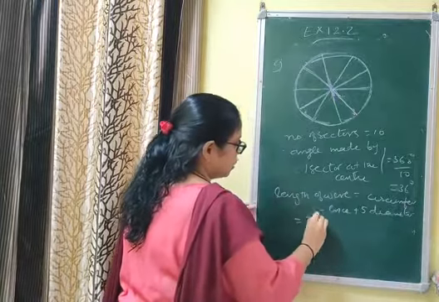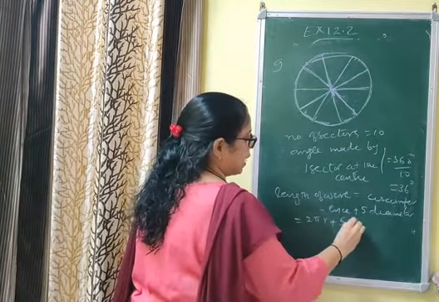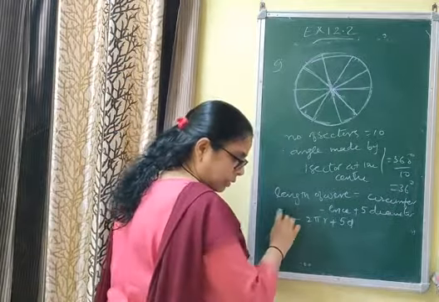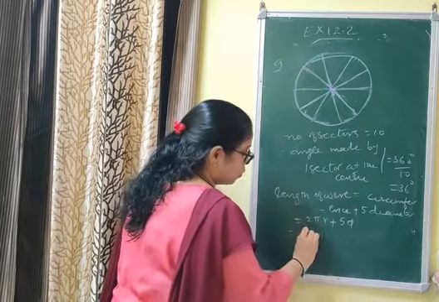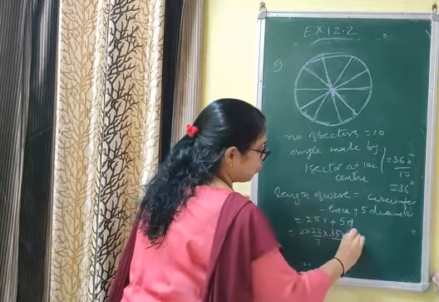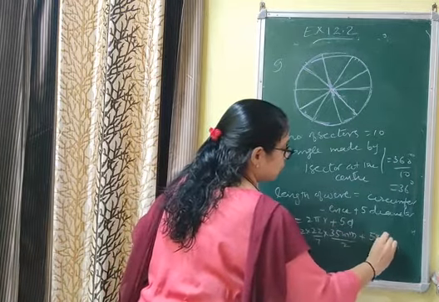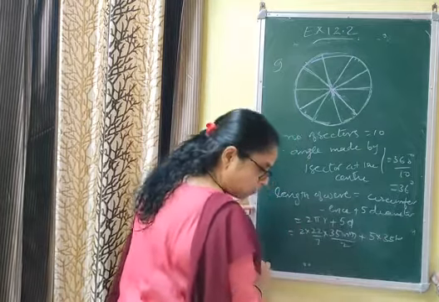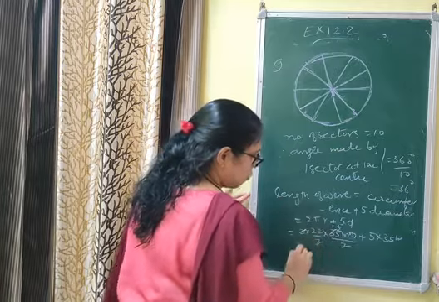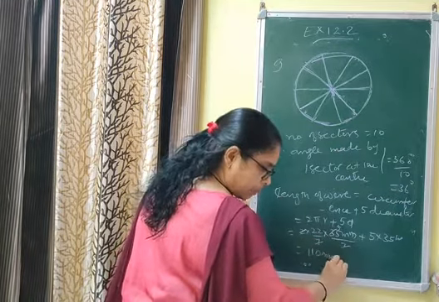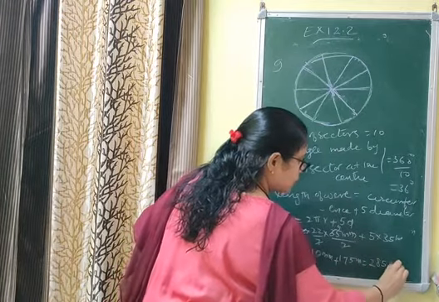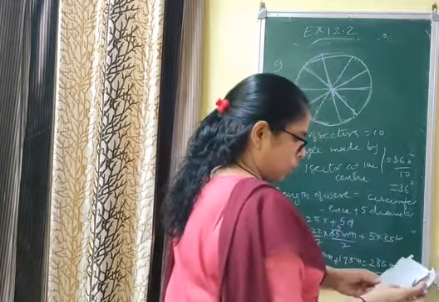That is, circumference is 2 pi r plus 5 diameter, and we are not converting the radius because diameter is given directly as 35. That means if you put the value, 2 into 22 by 7 into 35 mm by 2 plus 5 into 35 mm. Now if you solve this, this will get cancelled. This will get cancelled 5 times. 110 mm plus 175 mm, that is 285 mm. This is the answer of the first part, 285 mm.